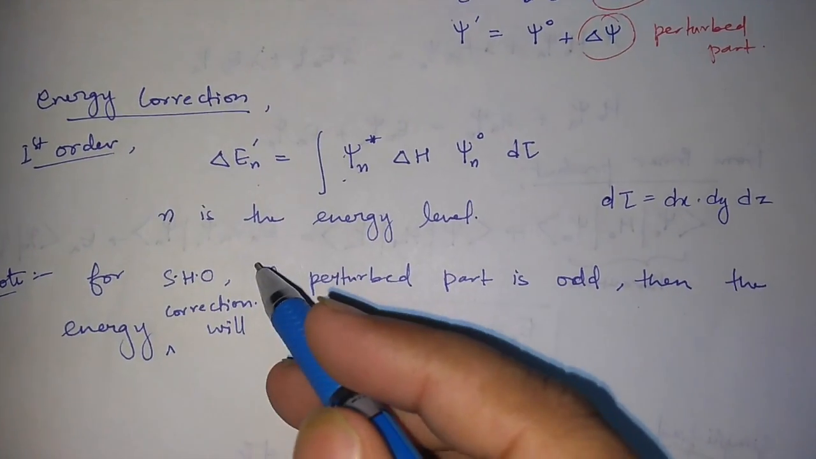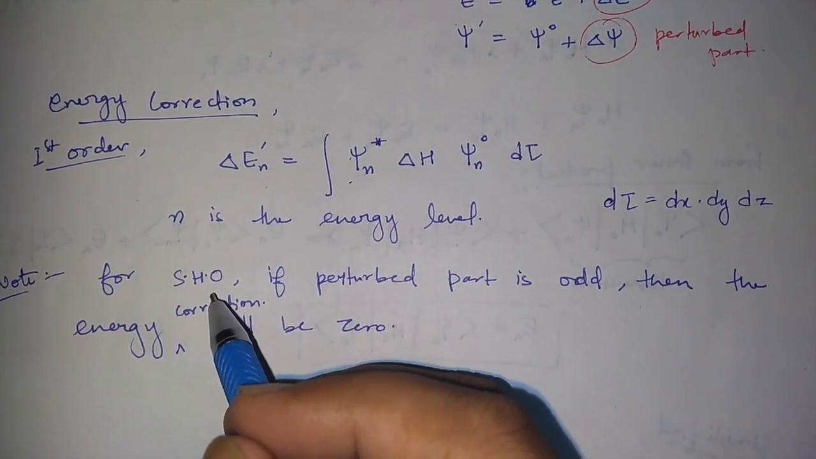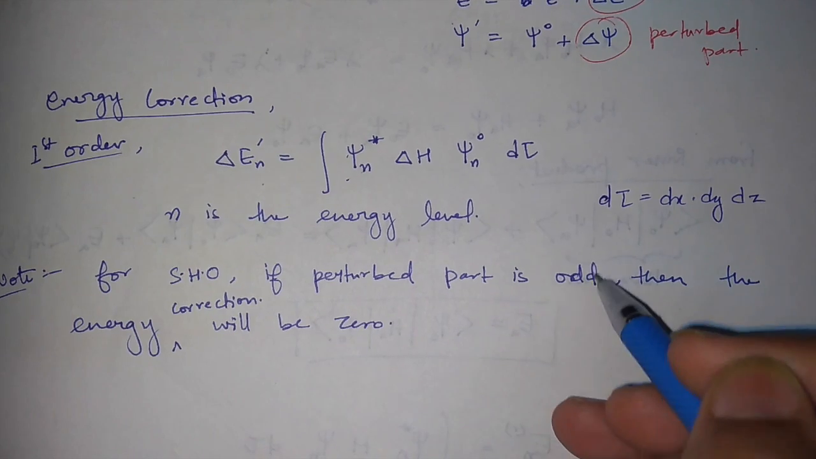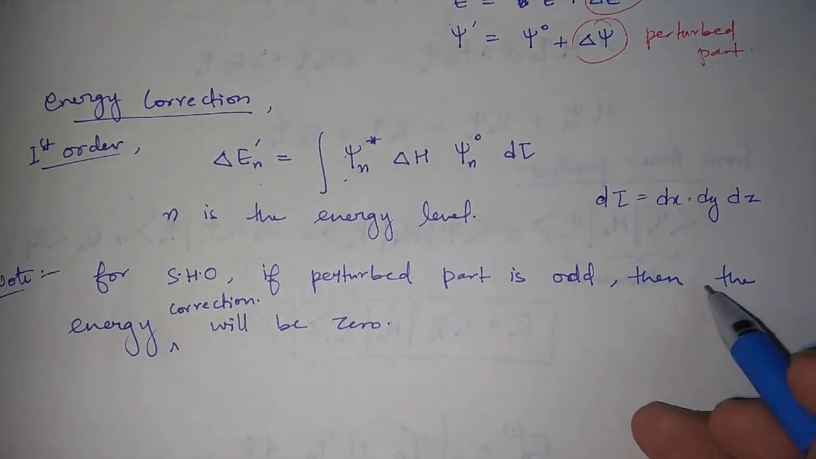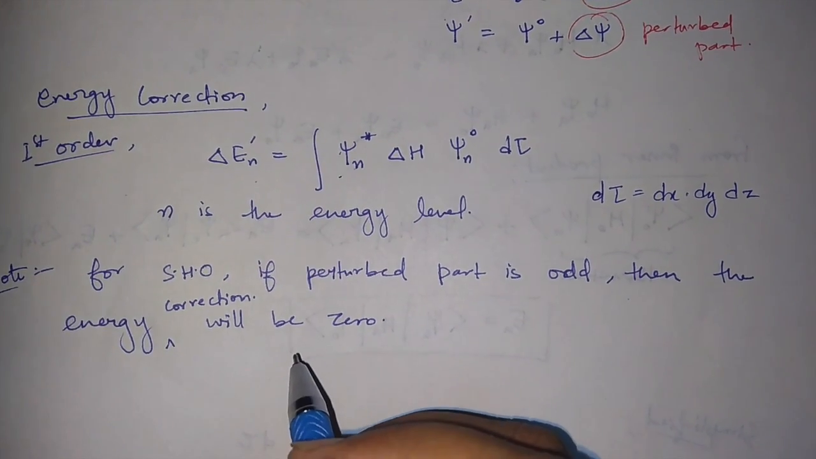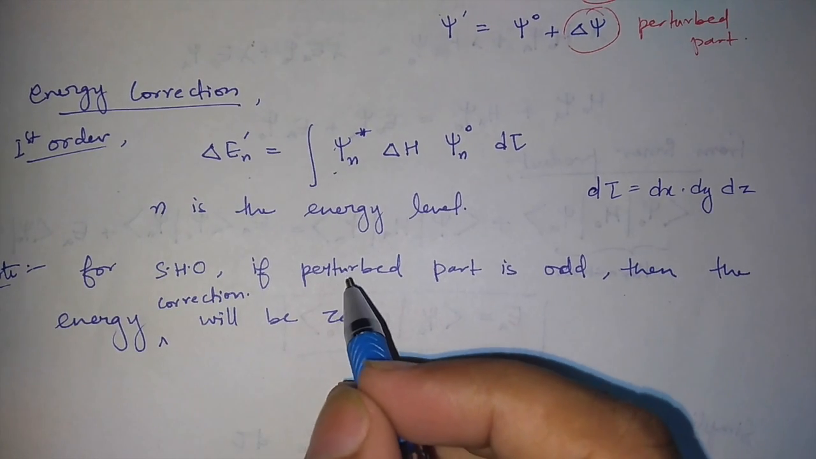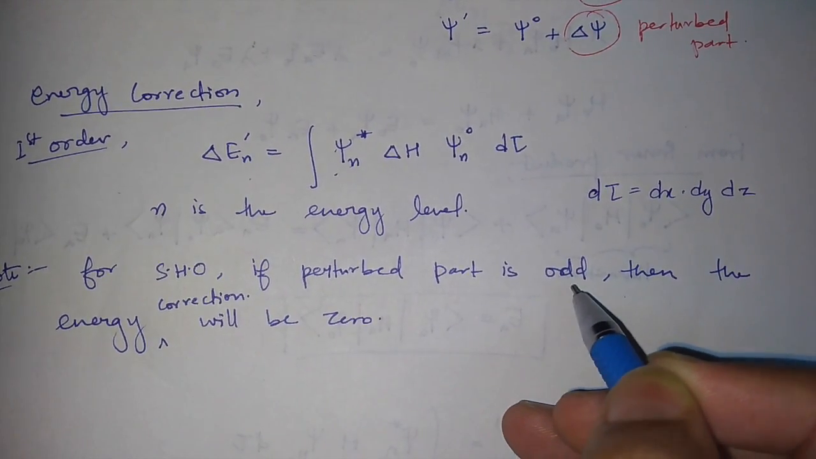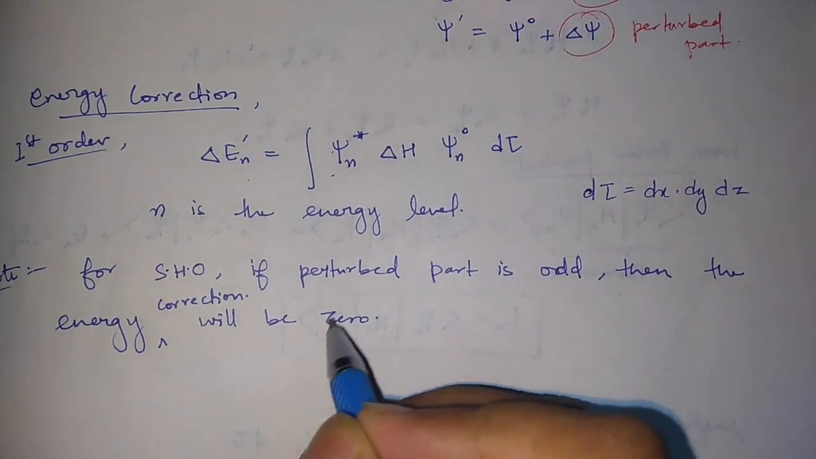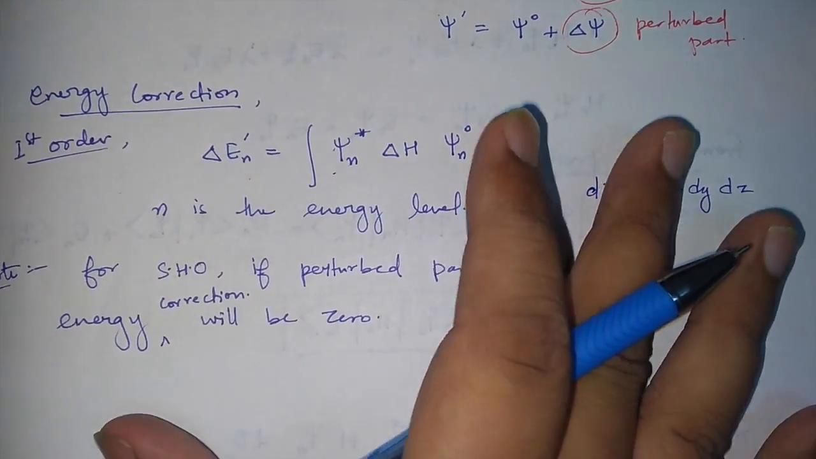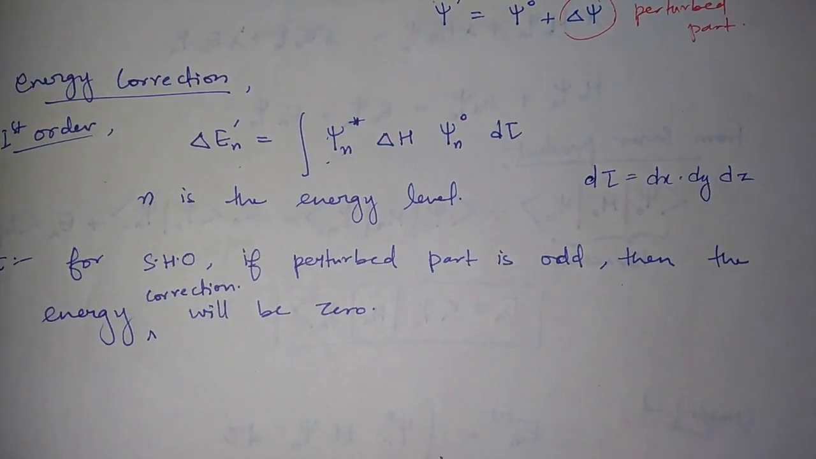Now there is something to note down: for a simple harmonic oscillator, if the perturbed part is odd, that is, if its power is odd, then the energy correction will be zero. Always remember this. Let's try to do some questions based upon this, and then let's understand the second order energy correction.